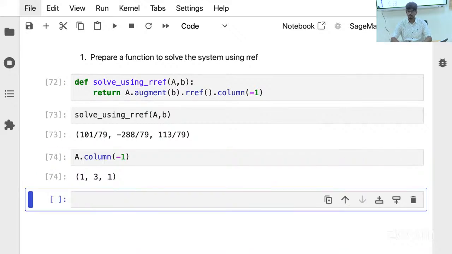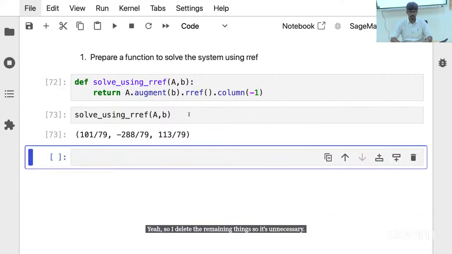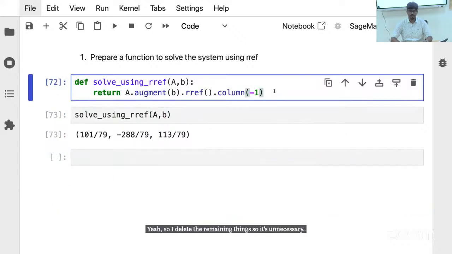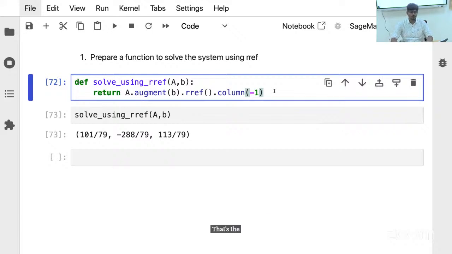Yeah. So I delete the remaining things which are unnecessary. Now it's neater and sweeter so that we don't need to actually fiddle around with what's happening here. Whatever has been done in the last 4 or 5 cells, I've done it in only one cell now. So that's the use of functions. The function is going to combine some of the actions together which are related to some specific inputs to be done.